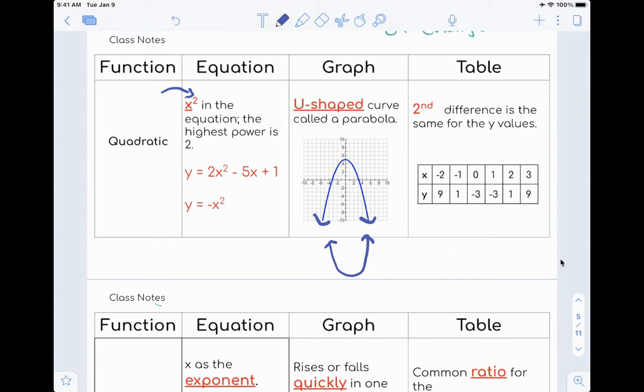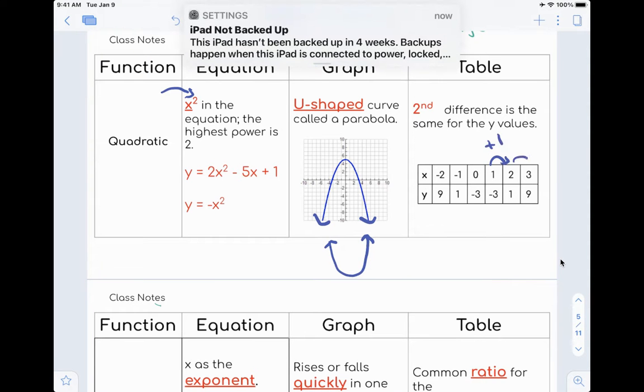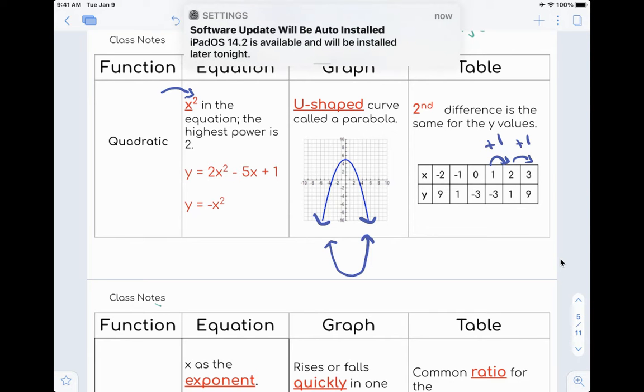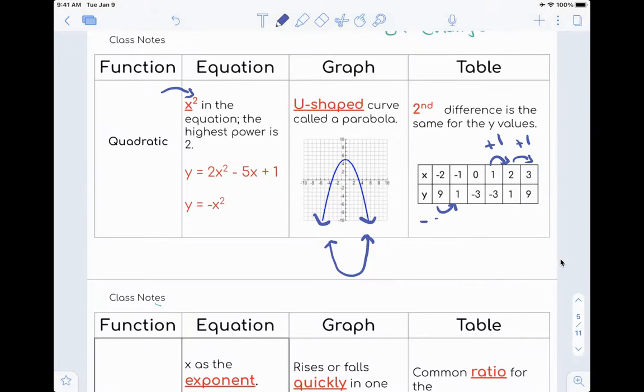And when you are looking at a table, you're looking for the difference to be the same when you take that second finite difference. The same for the y values. So when we look at the x values, we can see that they are all increasing by 1. And I'm not going to go through this for all the values, but you can see they're all increasing by 1. When I look at the y values, to go from 9 to 1, that's a decrease of 8.